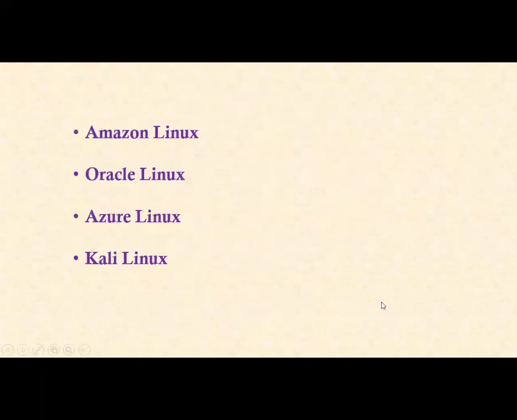All right, there are a few more actually. There is Amazon Linux, Oracle Linux, Azure Linux, Kali Linux. Amazon also designs and develops their own Linux. Oracle has their own Linux. Microsoft Azure designs a Linux. Kali Linux is quite famous for hacking and such things. So there are different Linux distributions, friends. Linux is not only Red Hat Linux. There are many other distributions.